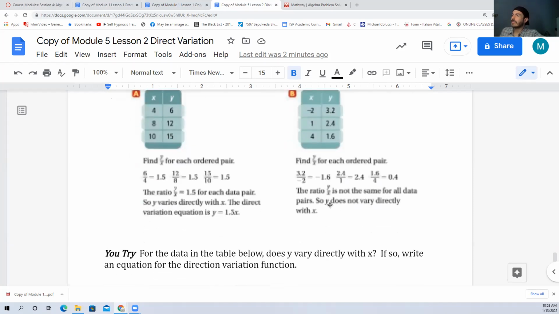They are going to walk us through it, so I'm not going to do this in quite the same detail. To get from -2 to 3.2, -1.6. To get from 1 to 2.4, 2.4. We're done. 1.6 is not the same as 2.4. This is not a direct variation. I can't write this expression in the form y is equal to kx, like I can this one here. Okay.